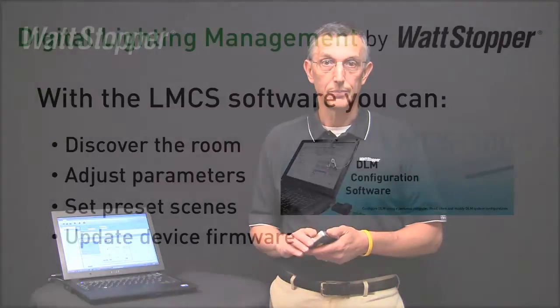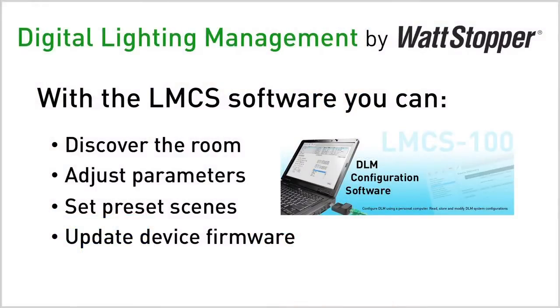However, there will always be applications where the sequence of operation needs to be more complex. DLM allows for this by providing adjustability for just about everything. While the more common adjustments can be made using the LMCT-100, many more adjustments can be made using the LMCS-100 configuration software. With the LMCS software, you can discover an installed room, read, adjust, and send back new device settings, set up preset scenes, and use LMCS to load new firmware into the room devices if required.